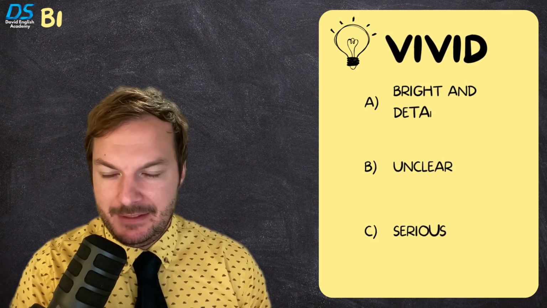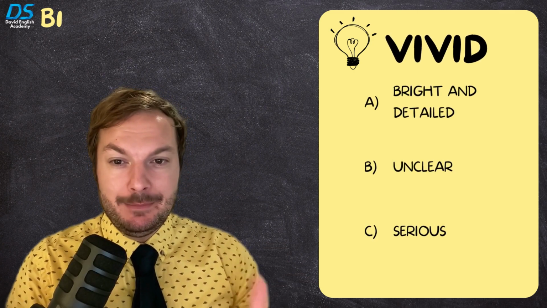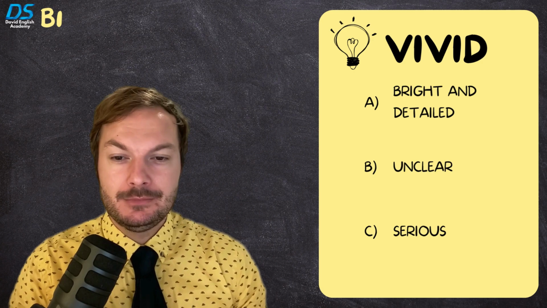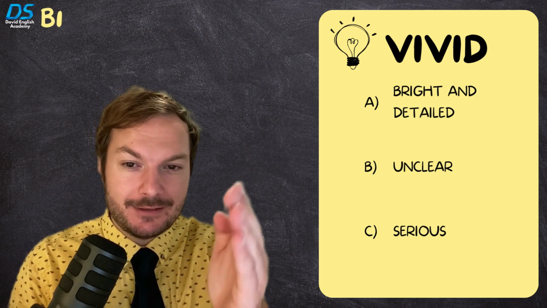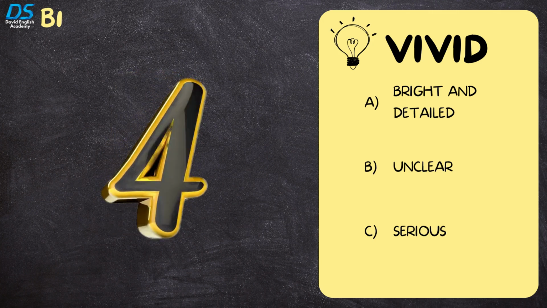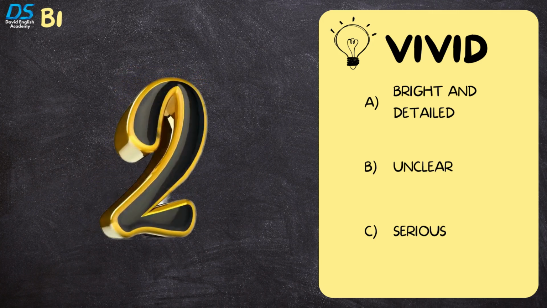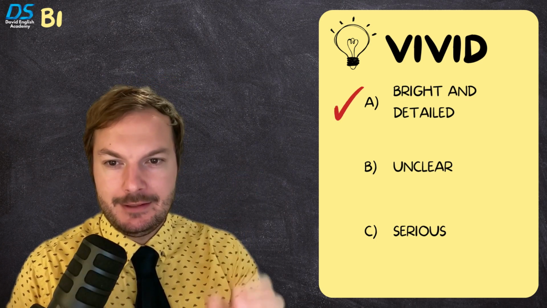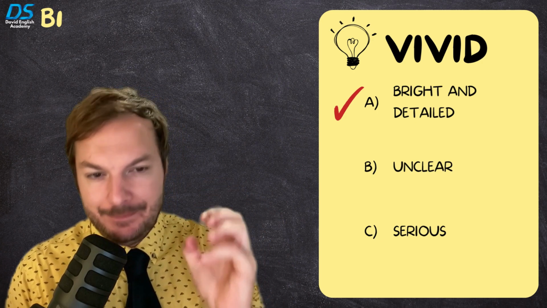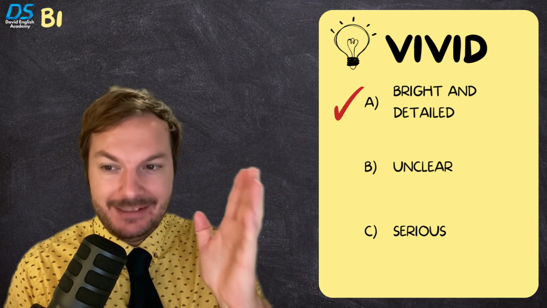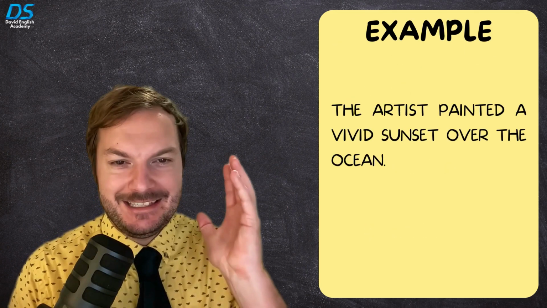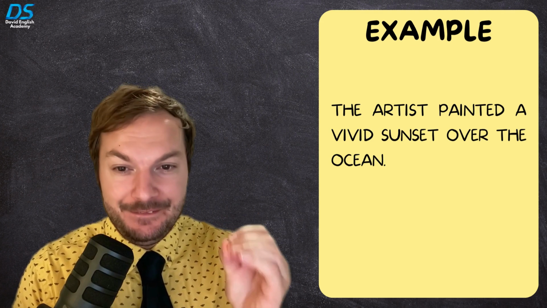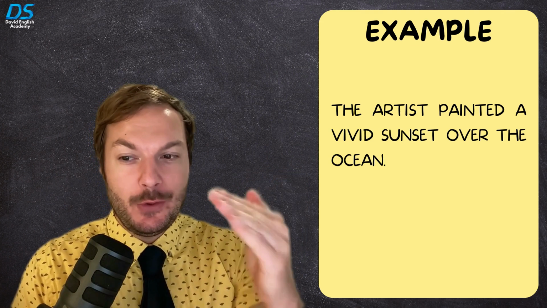Vivid. Does this word mean bright and detailed, unclear, or serious? The answer is A. Vivid means bright and detailed. Example, the artist painted a vivid sunset over the ocean.